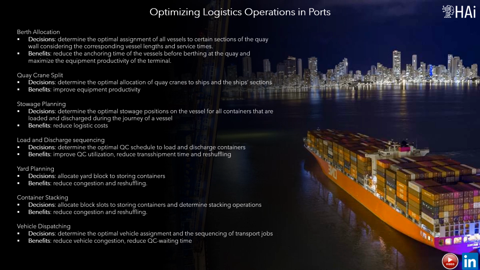Yard planning. Decisions: allocate yard blocks to storing containers. Benefits: reduce congestion and reshuffling. Container stacking. Decisions: allocate block slots to storing containers and determine stacking operations. Benefits: reduce congestion and reshuffling. Vehicle dispatching. Decisions: determine the optimal vehicle assignment and the sequencing of transport jobs. Benefits: reduce vehicle congestion, reduce QC waiting time.